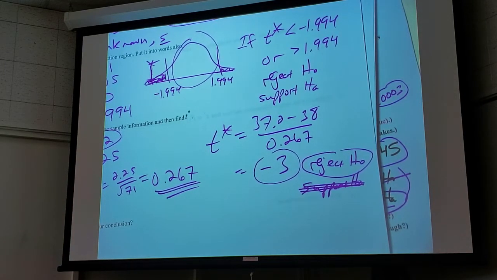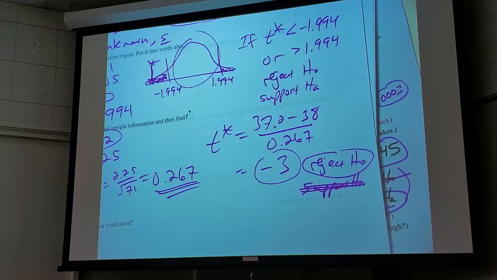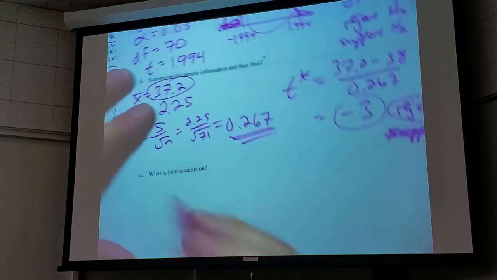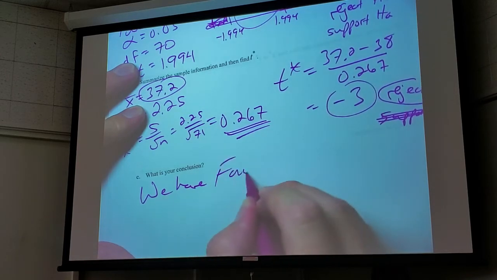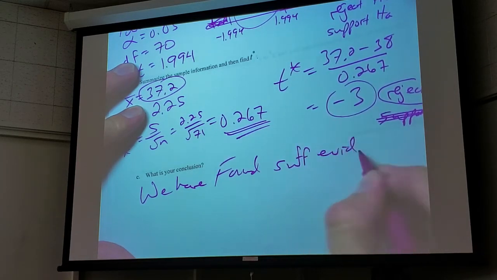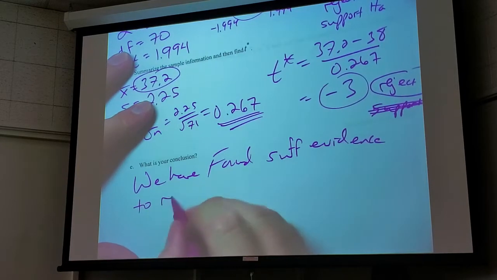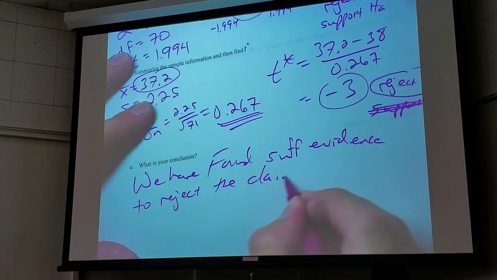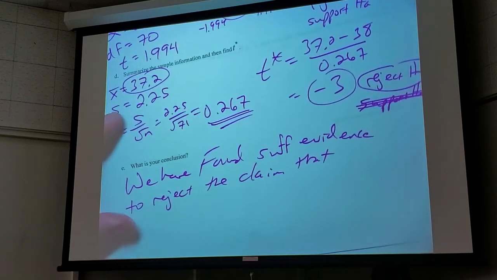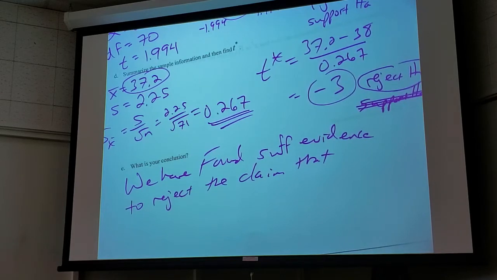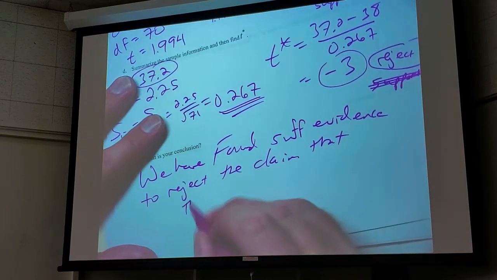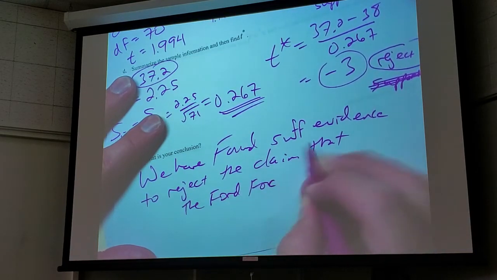I always get people asking, when do I say support? When do I say reject? That's a nice way to remember. You want to talk about the claim. So we have found sufficient evidence to reject the claim. Again, apologizing to my English colleagues, plagiarize, right? We have found sufficient evidence to reject the claim that, I don't know, the assembly time has stayed the same. There it is. We reject the claim that the Ford Focus assembly time has stayed the same.